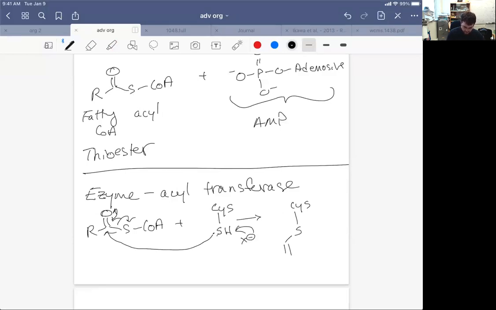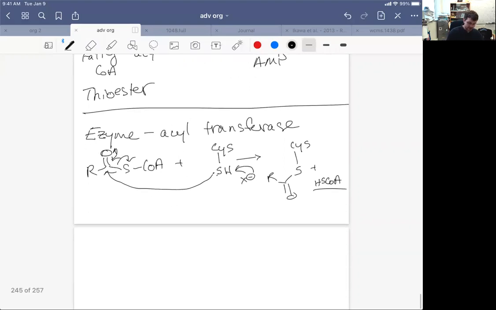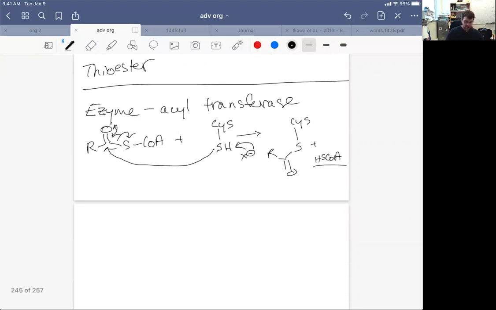Anyway, we get to a new thioester plus CoASH, or written backwards. This is coenzyme A as the free thiol that can go around and do other reactions with acyl phosphates. So the cysteine residue of our acyl transferase is now bound to the thioester.